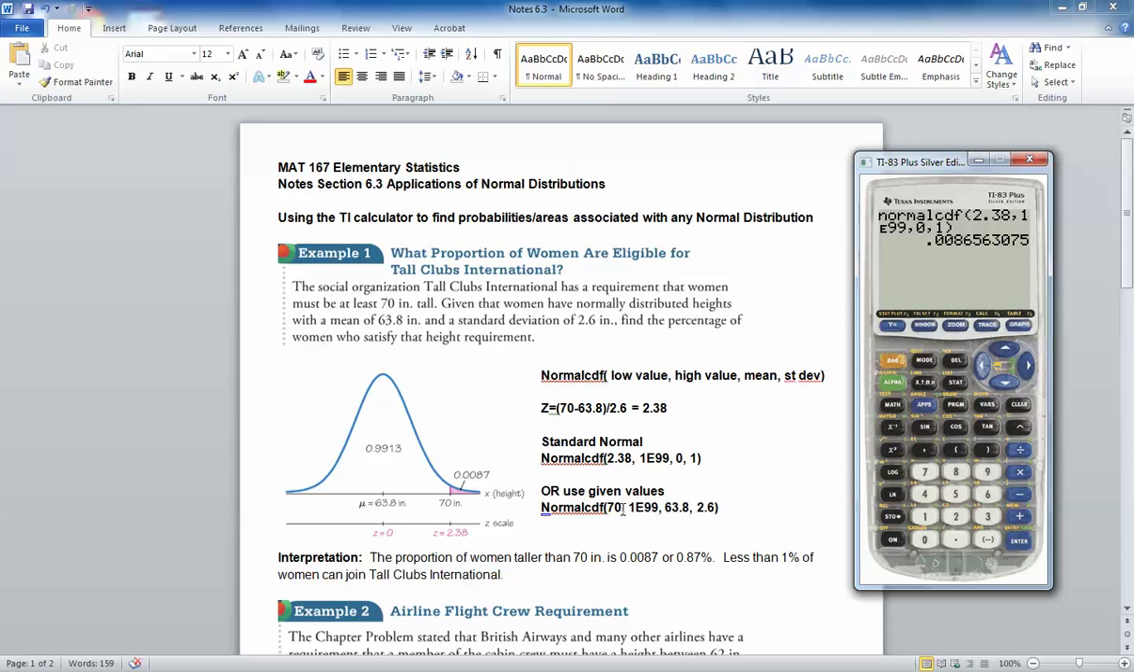Alright, now let's try the problem again without converting to a z-score. Our calculator will read any distribution, not just the standard. So we go to distributions, normal CDF. We can type in the value of 70 inches to infinity.